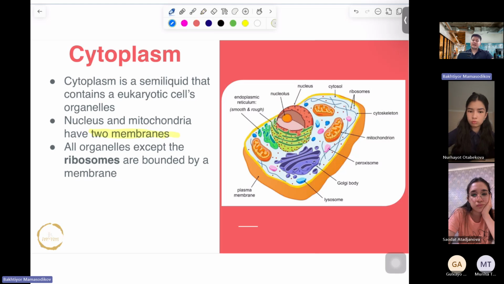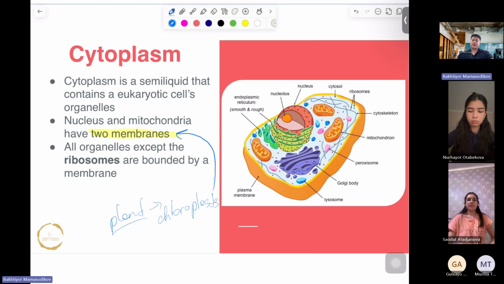But in the plant cell, the chloroplasts, do you know what the chloroplasts are? It's a green color. Yes, and it's also an organoid. In the chloroplasts of the plant cells, they also have two membranes, okay? But in animal cells, how many chloroplasts do we have? In the human body, how many chloroplasts do we have? We don't have. So we only have nucleus and mitochondria, which have two membranes.